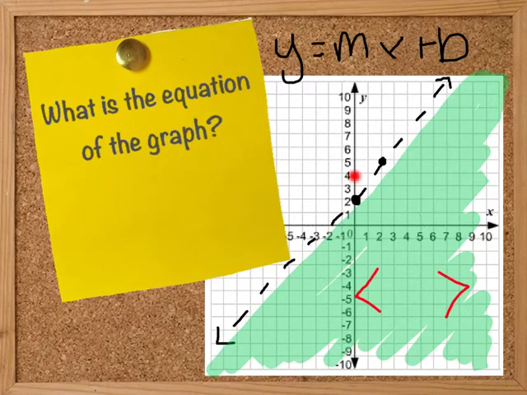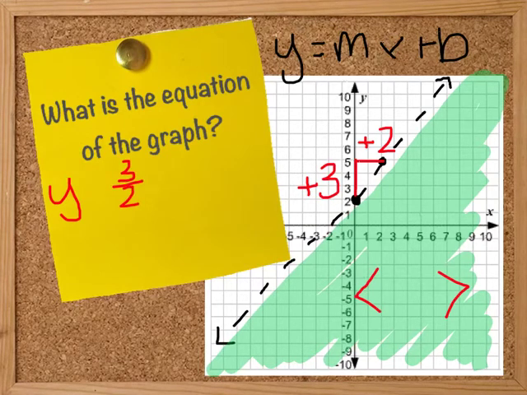Our slope is rise over run. So we will go up 3, and we will go right 2. So our slope is going to be 3 over 2. We can go ahead and write the equation, plugging all of those things in. Y, it's not going to be equals, and we don't know yet if it's less than or greater than, so we'll skip that part. Rise over run, 3 over 2, x, plus our y-intercept is 2.